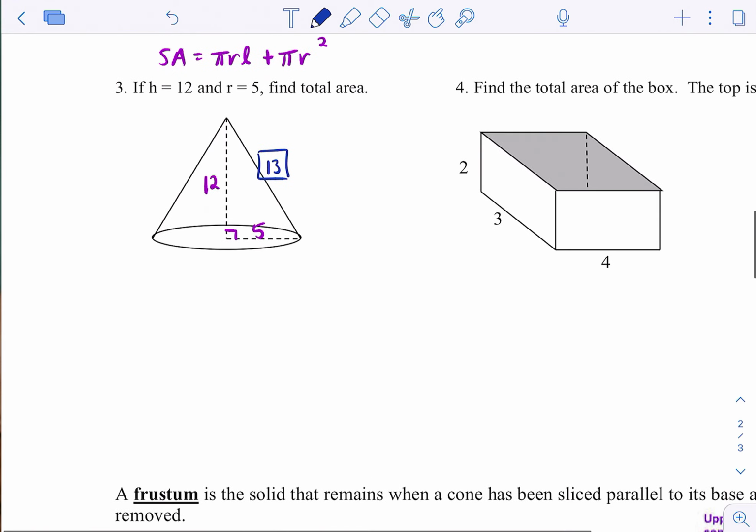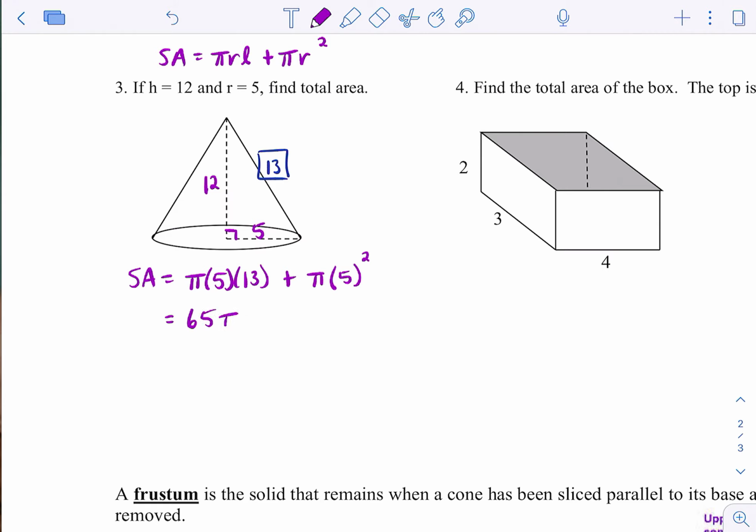All right, so now for our total surface area, this is going to be pi times the radius of 5 times the slant height of 13 plus pi times the radius of 5 squared. So 5 times 13 is 65, so that's 65 pi plus 25 pi, and those add together to make 90 pi square units.